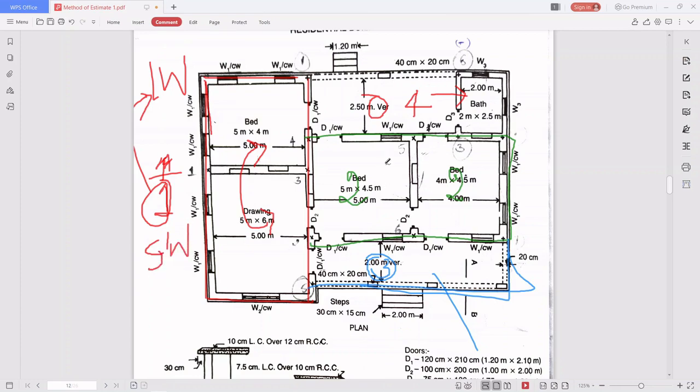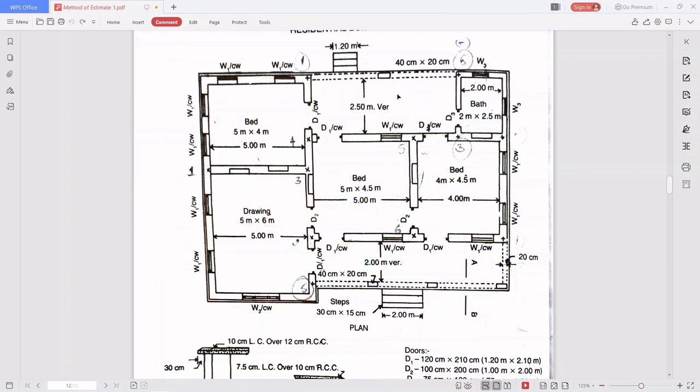For each one here also, what is the center to center length of the long wall and the short wall? Here also for 3, what is the center to center of the long wall? What is the center to center of the short wall? Here also, what is the center to center of the long wall and what is the center to center of the short wall? Every length we have to calculate first. Okay, then I divided it into 4.